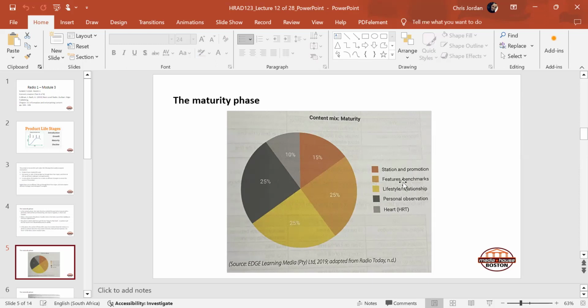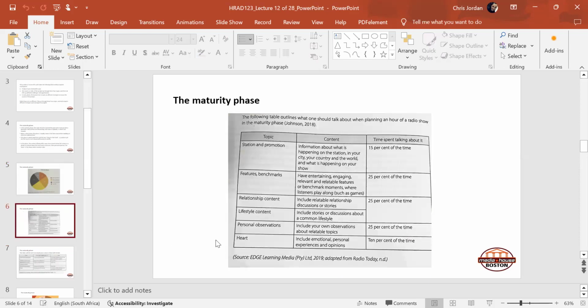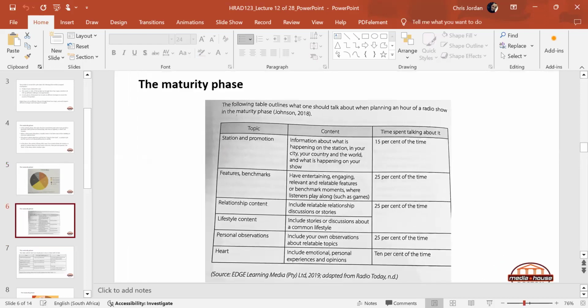Okay, features and benchmarks here at 25%, lifestyle and relationship 25%, personal observation, massive there, 25%, and heart. So that's really giving your personal investment, tugging at, quote unquote, heartstrings. We'll see the differentiation in just a moment, as we have in the previous lessons as well. Just quickly zoom a little bit up here so you can see a little bit more clearly.